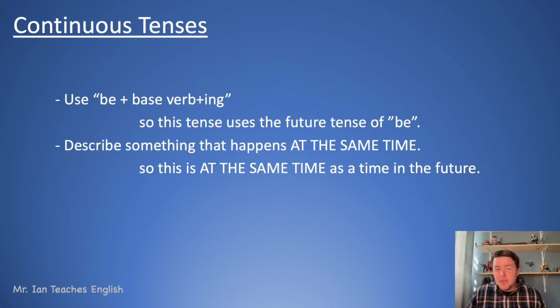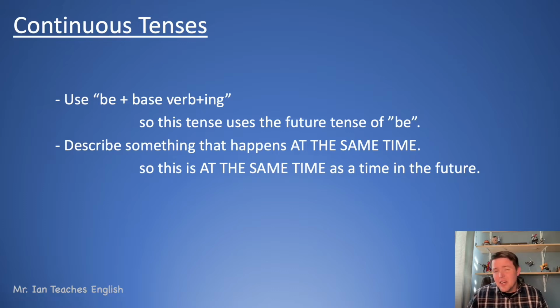So, before we talk about the future continuous, let's talk about all continuous tenses. Now, all continuous tenses follow a pattern in their form and in their use. So in their form, we're always going to use the be verb and the base verb with ing. So the future continuous uses the future of be and that base verb plus ing.